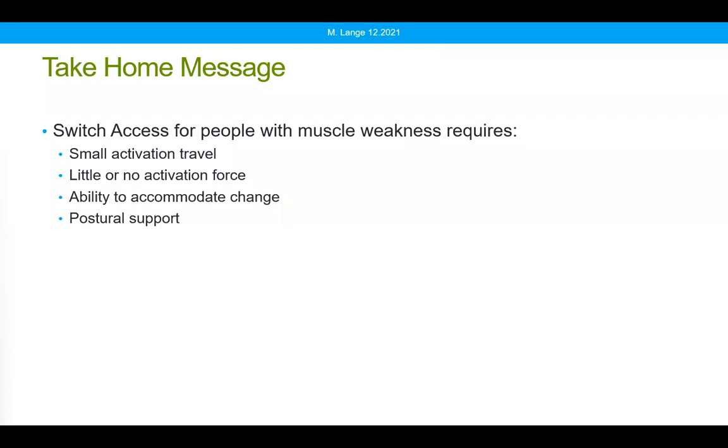We need to accommodate change if this person has a progressive condition and provide adequate postural support. In Julian's case, a splint.